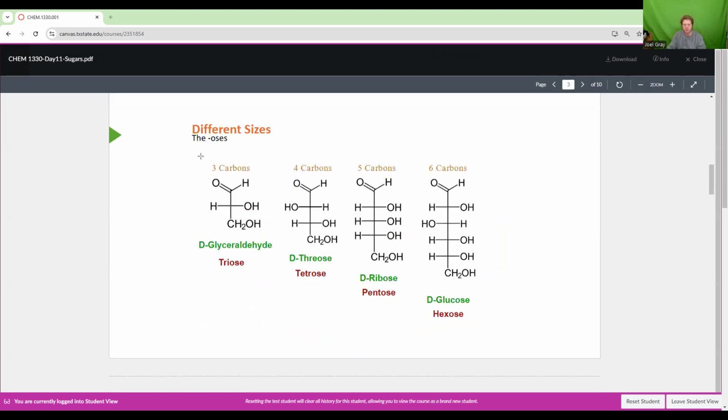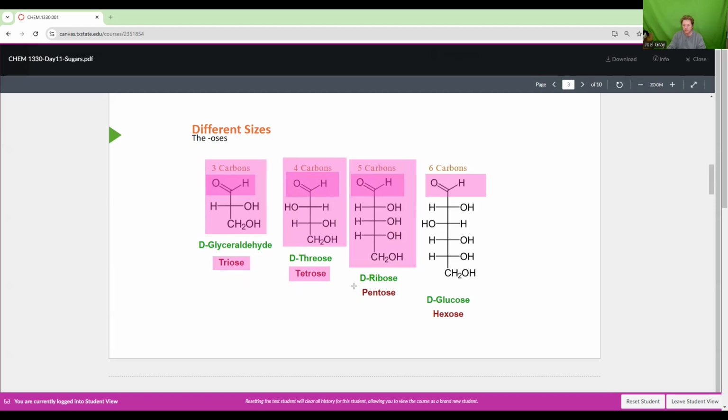This right here, we've got our different examples. These are all aldoses, and they all have an aldehyde functional group. This is an aldehyde functional group right up here. Carbon number one is your aldehyde functional group. A sugar with three carbons is a triose. A sugar with four carbons is a tetrose. A sugar with five carbons is a pentose, and a sugar with six carbons is a hexose.